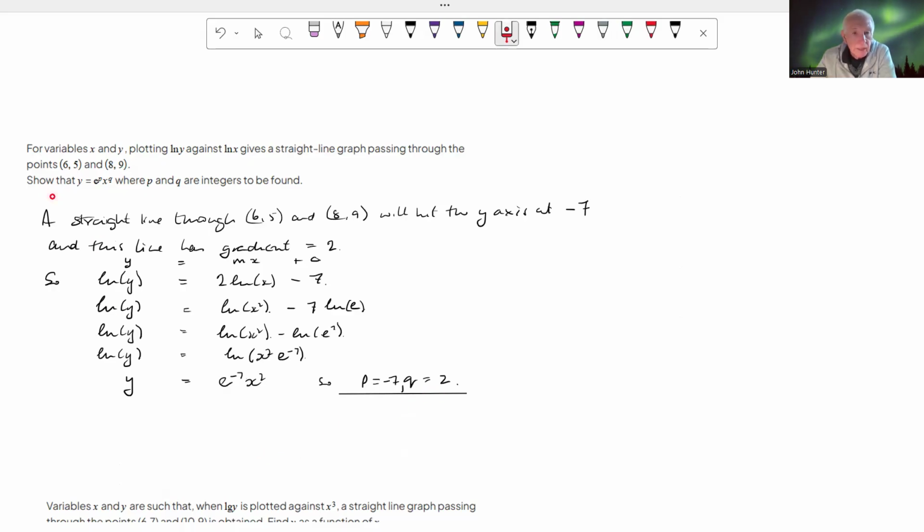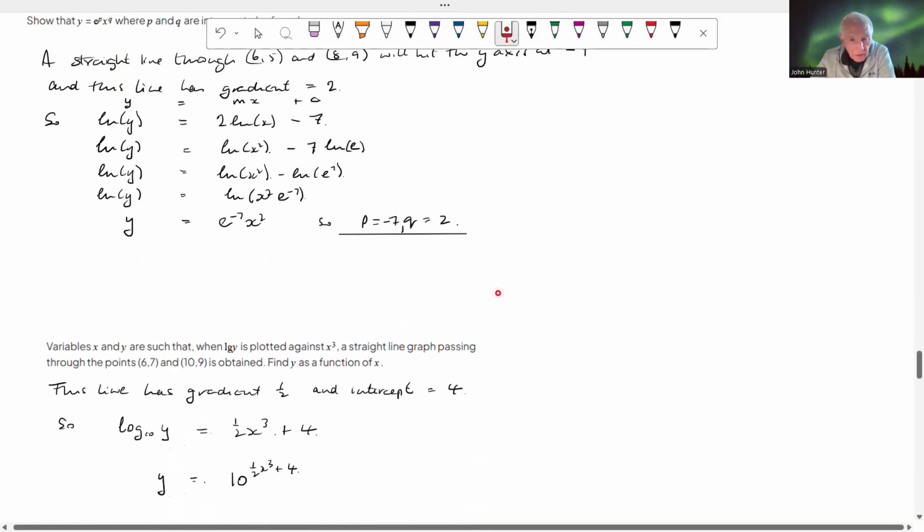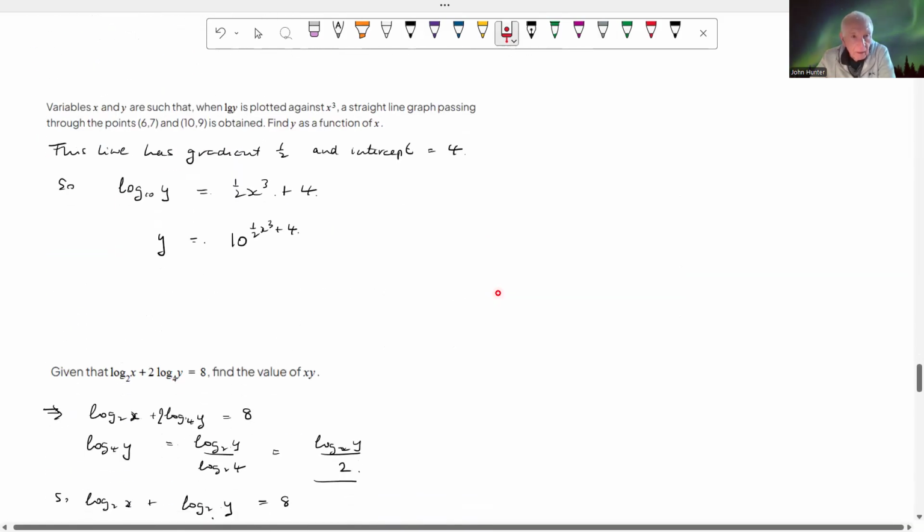Now, incidentally, on this, it doesn't say in this example, but the fact that natural log of y against natural log of x is a straight line means actually there is an underlying exponential relationship. And we may see that in another example.